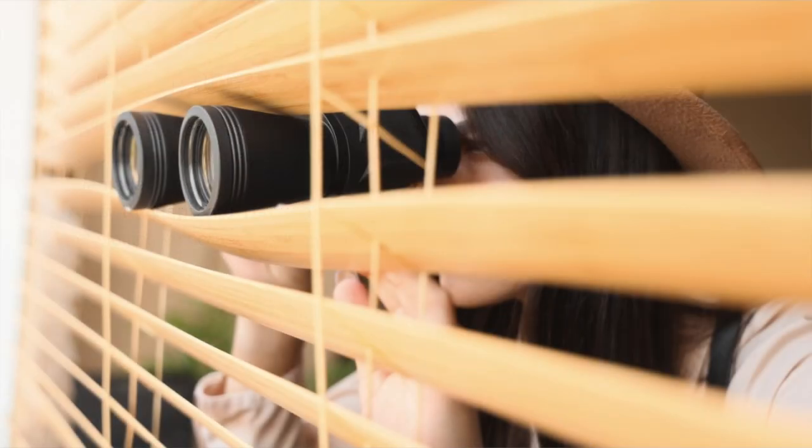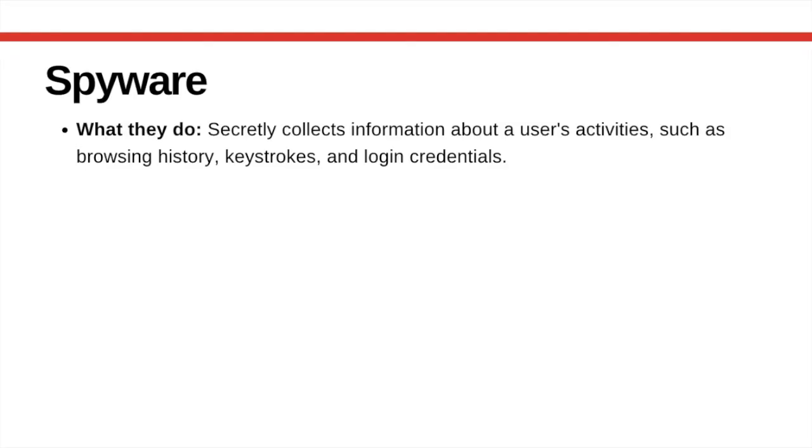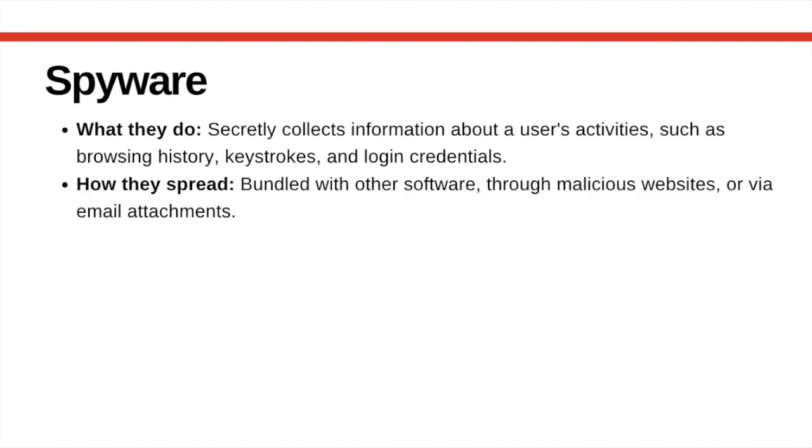Imagine someone sneaking into your house, hiding in the attic, and controlling everything without you knowing. So, spyware gathers your information without your knowledge. Hence, what spyware do: secretly collects information about a user's activities, such as browsing history, keystrokes, and login credentials. How spyware spread: bundled with other software, through malicious websites, or via email attachments.